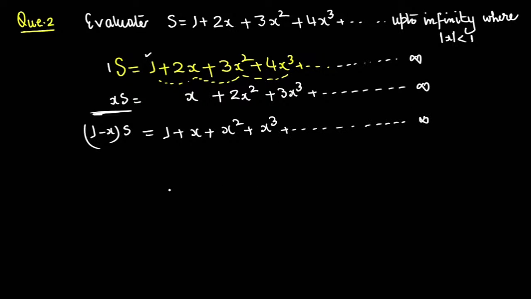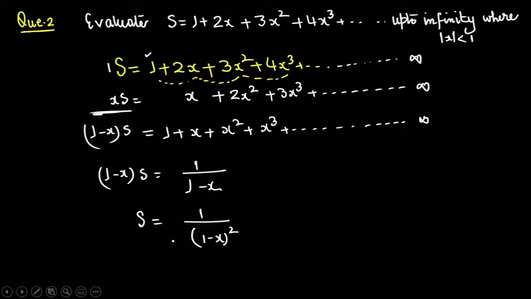So I will use the infinite GP formula. What is the infinite GP formula? A upon 1 minus r. A is 1, common ratio is x, so 1 minus x. So s becomes 1 upon (1 minus x) whole square. So this is the answer of this question.